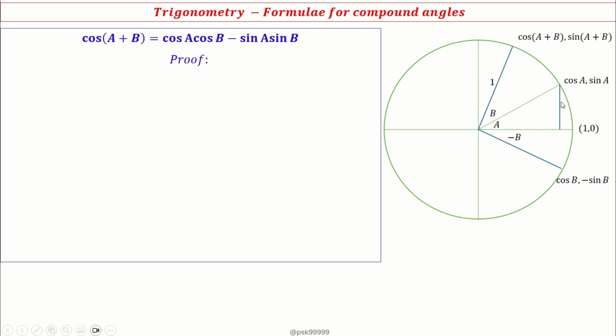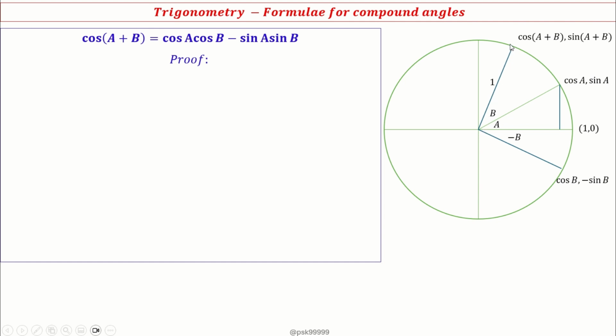What will be this height? This height is opposite by hypotenuse, which is sin A, right? So this height is sin A. The y value is sin A. And what is the x value? This is the x value, this is the adjacent. Correct? Adjacent is nothing but cos A into 1, because this radius is 1, right? So these coordinates are cos A and sin A.